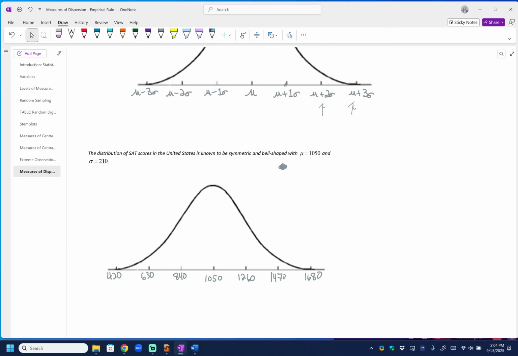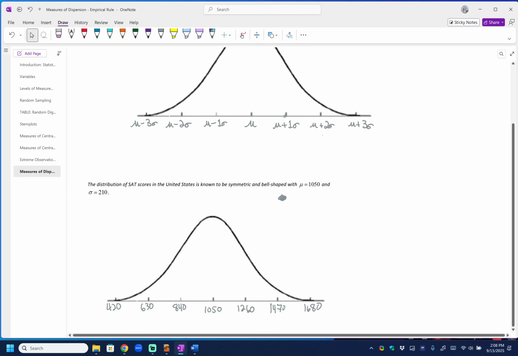So again, what does this mean? Because the curve is so low over here, there are not a lot of people scoring between, let's say, 420 and 630. There's just not a lot of observations over there, and that's true in real life. Same thing on the other side. There's not a lot of people scoring between 1470 and 1680 on the SATs, whereas there are a bunch of people in here that are scoring more towards the mean score of the SATs.